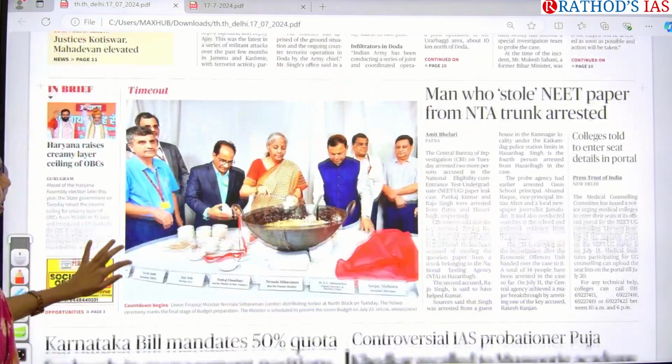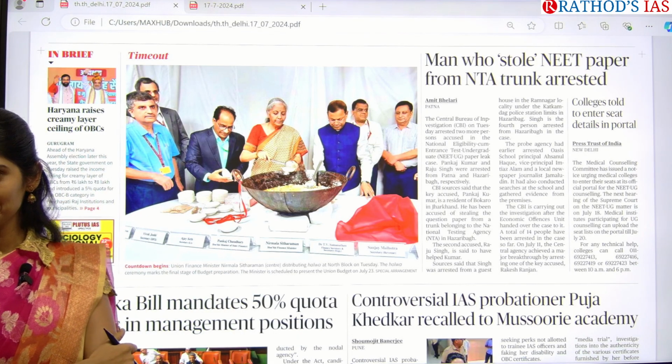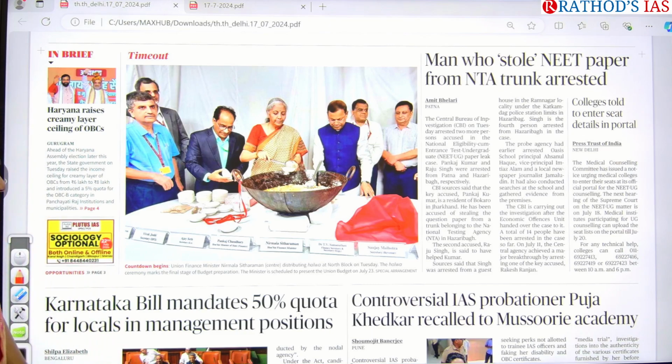And here you can see this image. Is this image important? What is this image depicting? Yeah, what is this halwa ceremony?